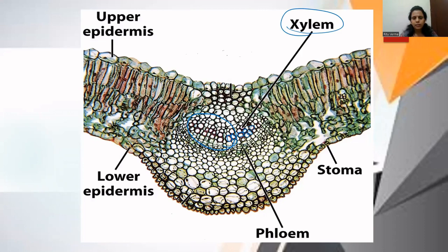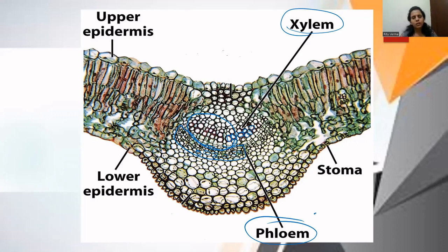And the other cells, this one, are smaller in size plus thin walled. So these are your phloem vessels, or phloem tissue. So we are done with this particular video.